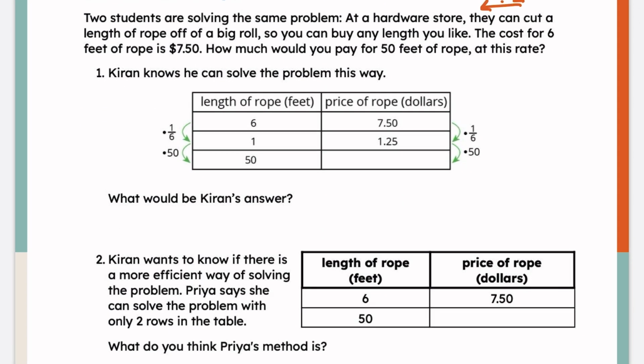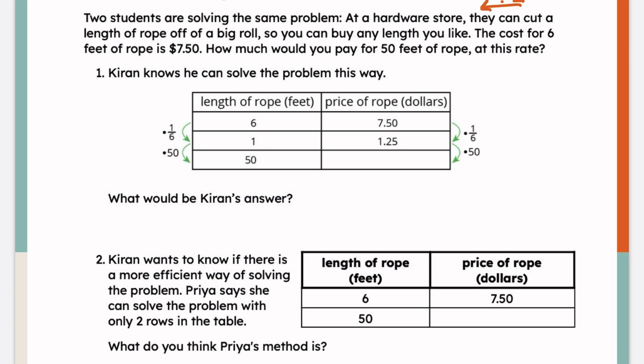Here it says 2 students are solving the same problem. At a hardware store, they can cut a length of rope off of a big roll, so you can buy any length you like. The cost for 6 feet of rope is $7.50. How much would you pay for 50 feet of rope? Kiran knows that he can solve the problem this way.